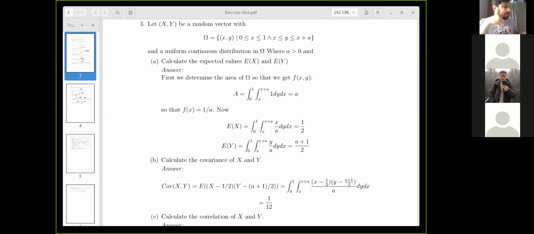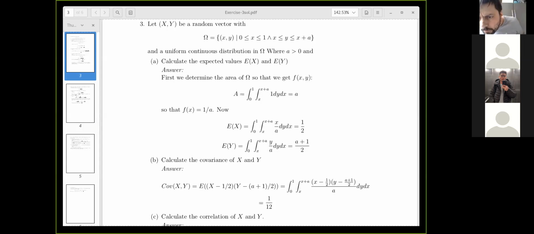You can't integrate it from 0 to 1 directly, because then you have to flip this picture. So if you have that x is, y is between x and x plus a, then you have to figure out what the value of x is. So you have it differently between 0, 1, and so on.